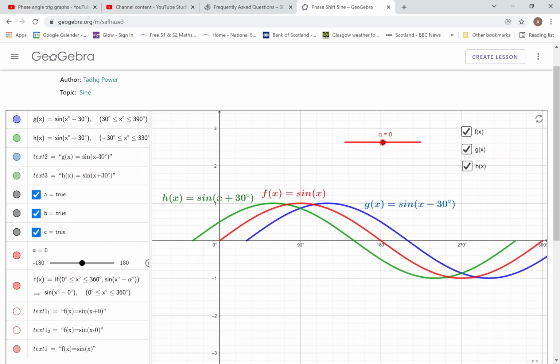So that's it for this video. I just wanted to show you that quickly before going on to the notes. You should now watch the video lesson of me going through the phase angle notes.